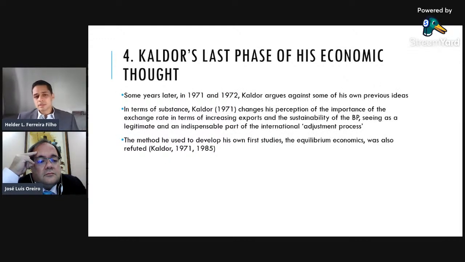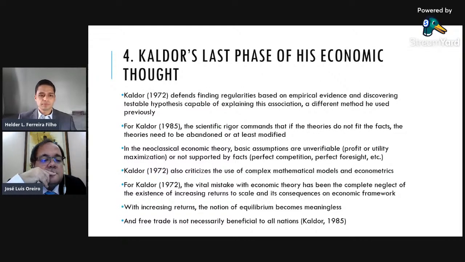Some years later, in 71 and 72, Calder argues against some of his own previous ideas. In terms of substance, Calder changed his perception of the importance of the exchange rate, with increasing exports seen as a legitimate and indispensable part of the international adjustment process. And the method he used in his own first studies, equilibrium economics, was totally refuted, mainly in his 85 article.